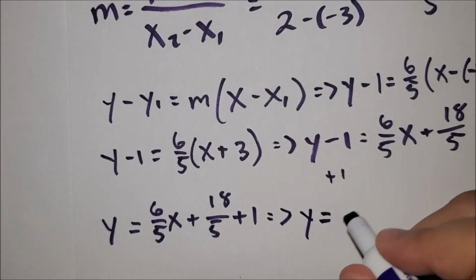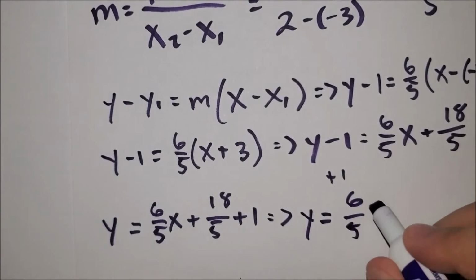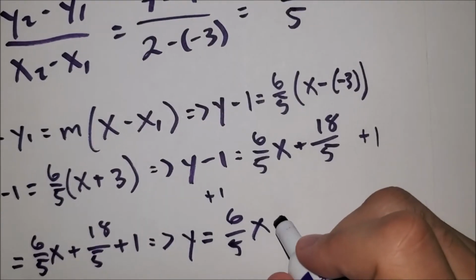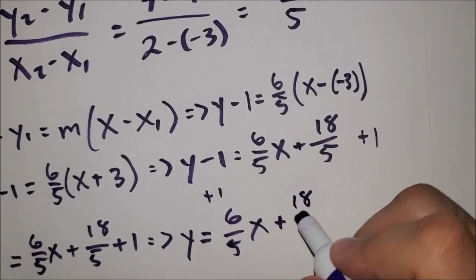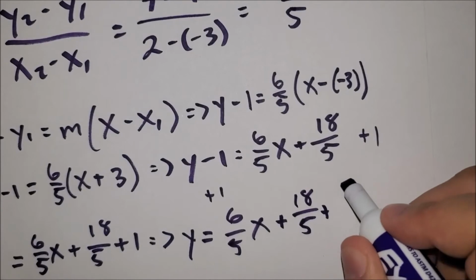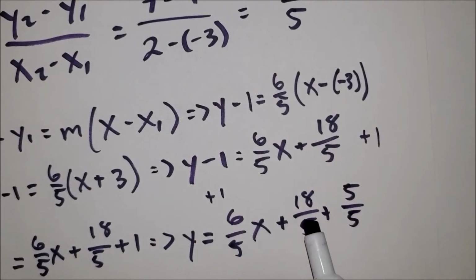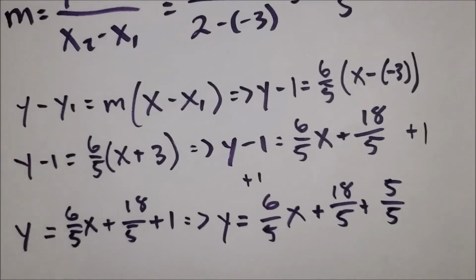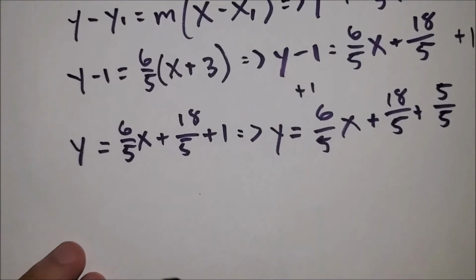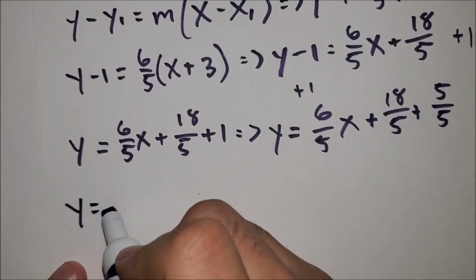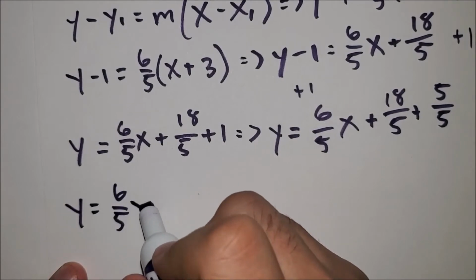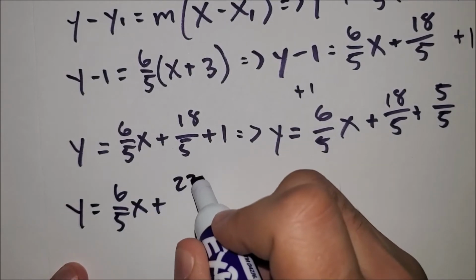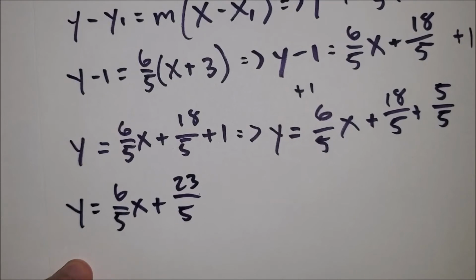So this is y equals 6 over 5x plus 18 over 5 plus 5 over 5. 18 plus 5 is going to be 23. And this comes out to be y equals 6 over 5x plus 23 over 5.